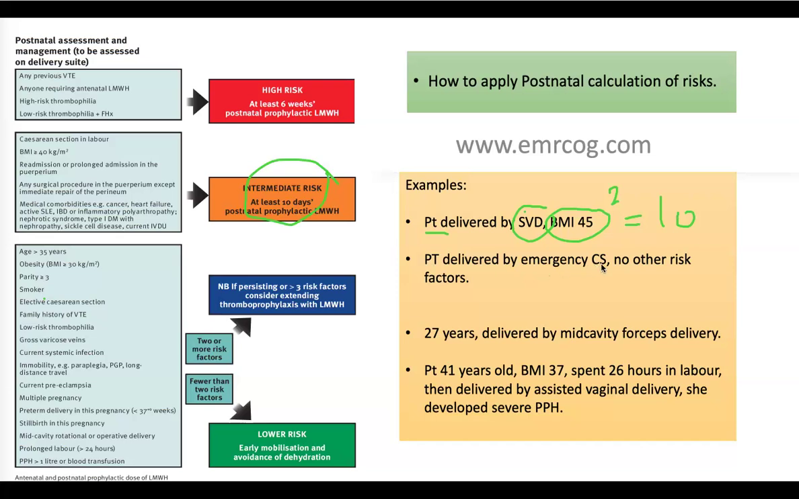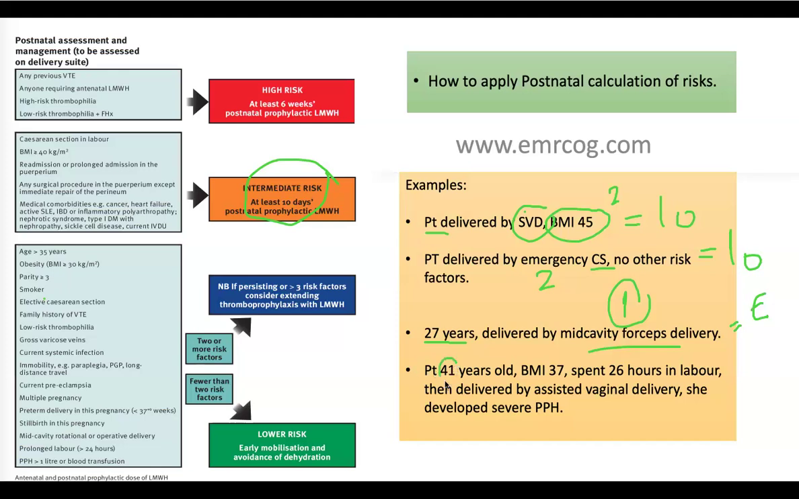Patient delivered by emergency cesarean section. What is the score of that? It's 2. No other risk factors are there. So it's again 10 days postnatal prophylactic low molecular weight heparin. 27 years. Here age is not a factor. Delivered by a mid-cavity forceps delivery. So this is score 1. What is the advice for score 1? If it is lower than 2, so early mobilization and avoidance of dehydration. So it's not nothing, it's early mobilization and avoid dehydration.